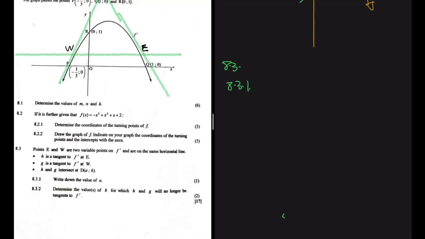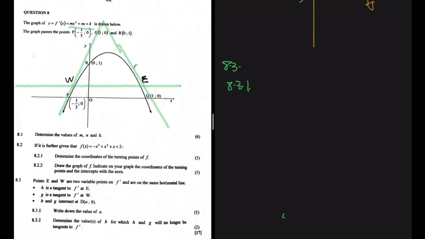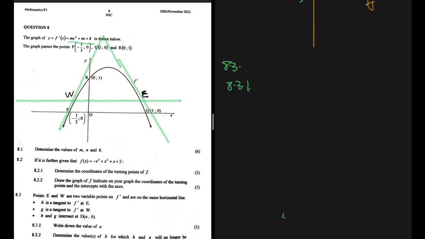Now I want you to realize something here, right? If indeed these two tangents lie on E and W, and E and W lie on the same horizontal line, then this point here should be at the x of the turning point. So if we want to find the value of a, we're going to say a is equal to minus b divided by 2a, right? Back to the basics, the x coordinate of the turning point.